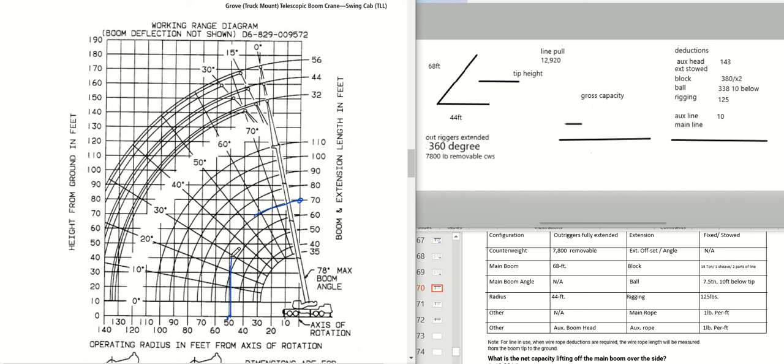When you're between radiuses and boom lengths on your range diagram only, you go to the next longest. So that's going to bring us up here. Follow the line across, that's going to give us a tip height of 50 feet. Go ahead and enter that in. 50 feet. Now, this is the only one that you're going to use. You're going to go to the next longest one until you determine if your numbers are going to be greater or less.